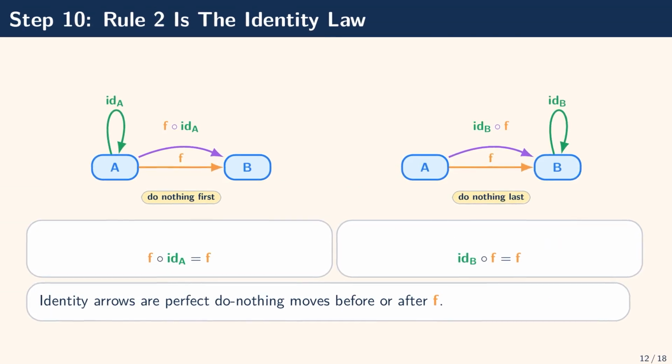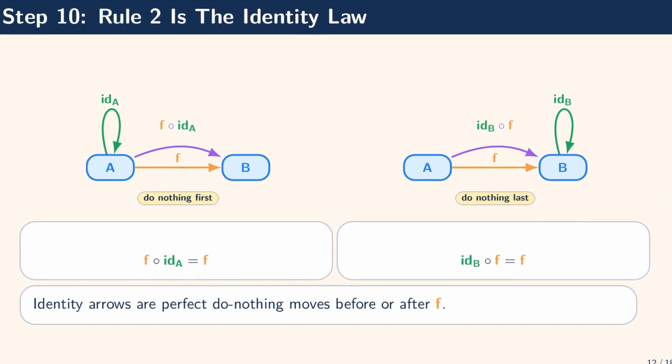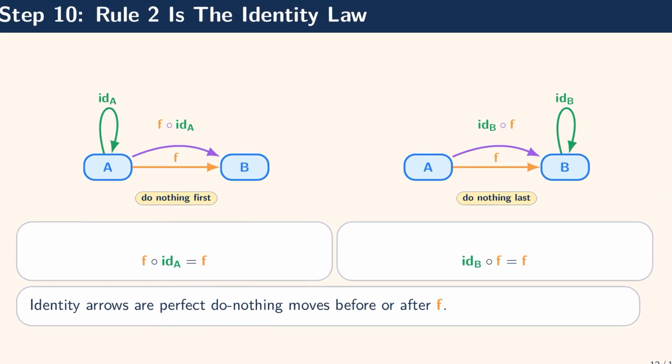The second rule is the identity law. Composing with an identity arrow changes nothing. Doing the identity first and then F still gives F. Doing F and then the identity at the end also gives F. Identity arrows are perfect do-nothing moves.